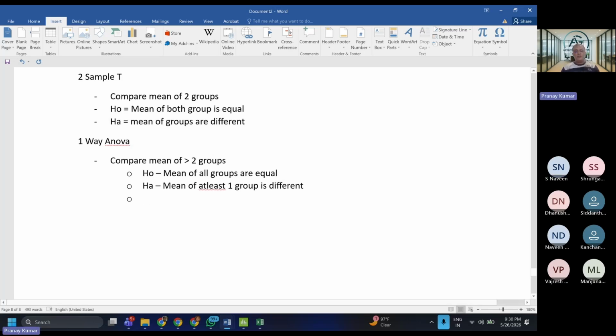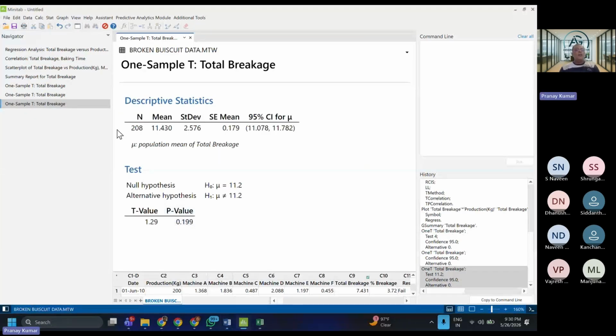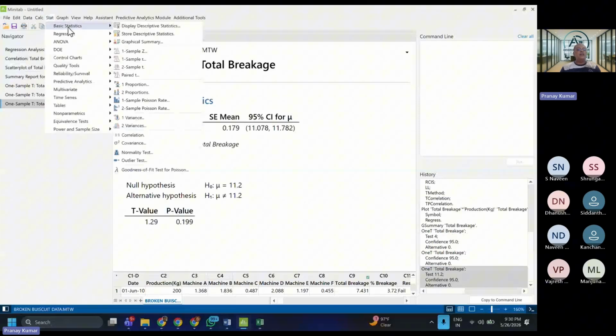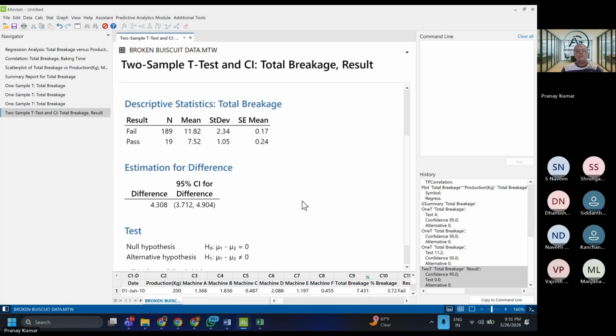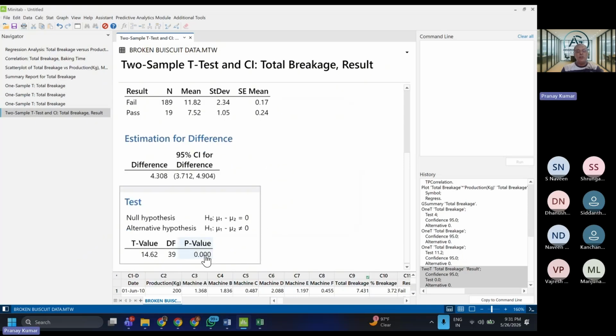Let's do this. Stats, basic stats, two sample t test. Y is total breakage versus X, which is in pass fail. P value is 0. It is saying that the mean are not equal.